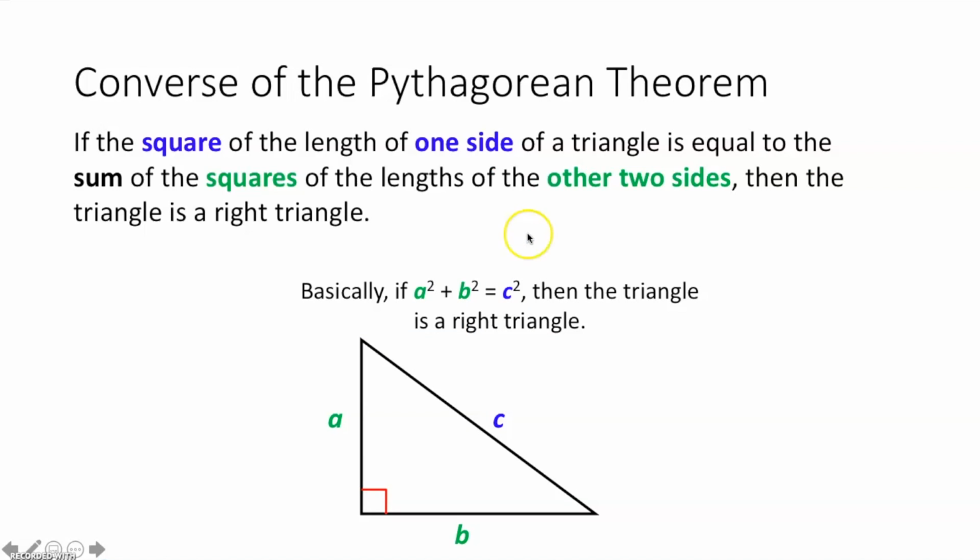Now the converse of the Pythagorean theorem says if the square of the length of one side of a triangle is equal to the sum of the squares of the lengths of the other two sides, then the triangle is a right triangle. Now what does this mean? Remember, the Pythagorean theorem said if it's a right triangle, then a squared plus b squared equals c squared. This is saying if you're given a triangle and you don't know that it's right, it doesn't have this little red box in the corner, then you do a squared plus b squared equals c squared. If a squared plus b squared equals c squared, then your triangle must be a right triangle.